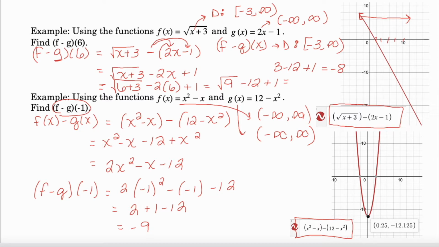So if I look at my graphs, they are going to be going up and to the left and to the right forever and ever. So therefore, the domain of f minus g of x is in fact negative infinity to positive infinity.